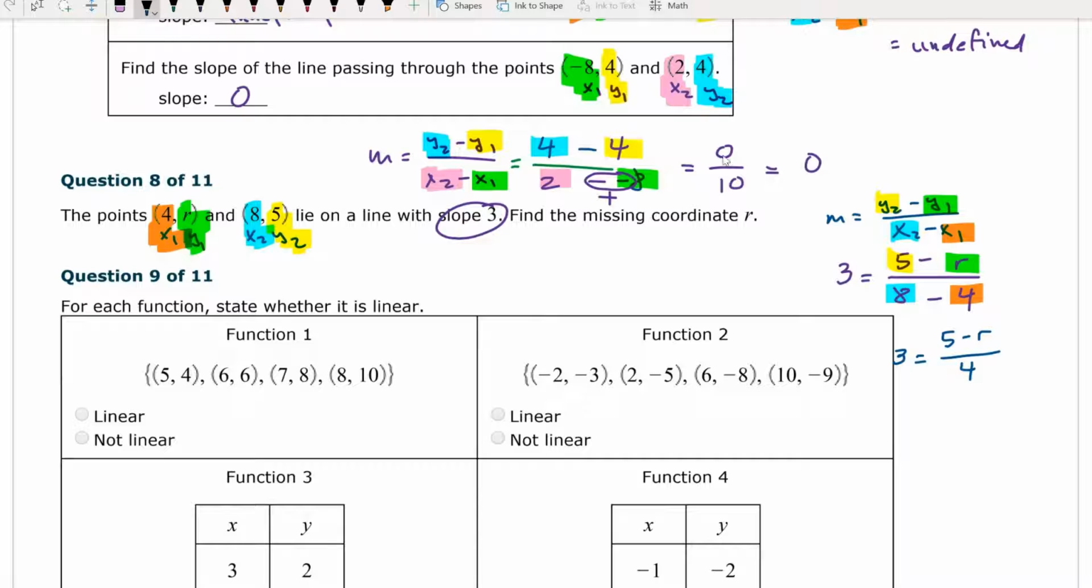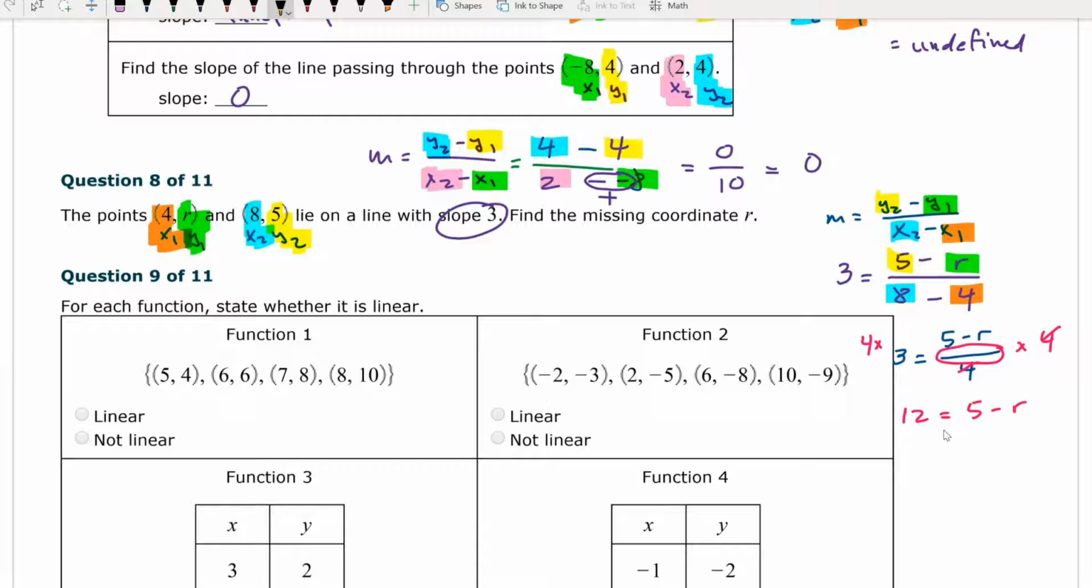Okay, so continue solving for r. You need to get rid of the fraction. How do we get rid of the fraction? Fraction means divide, so we're going to do the opposite, which is multiply by 4 on both sides. That will allow you to cross out the denominator. 4 times 3 is 12, equal to 5 minus r.